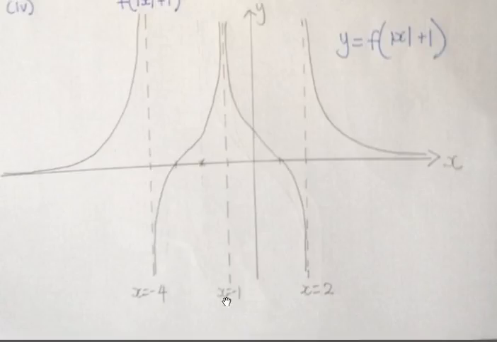Similarly, for the vertical asymptotes of x equals negative 1 and x equals 2. And these are mirror images of one another about the x equals minus 1 line. This is the answer for part 4.